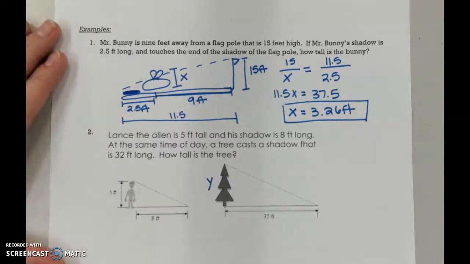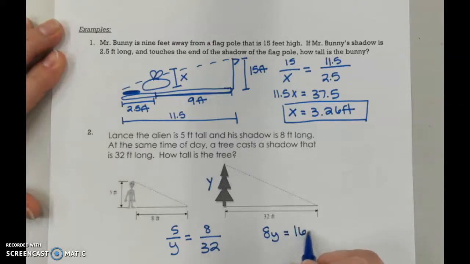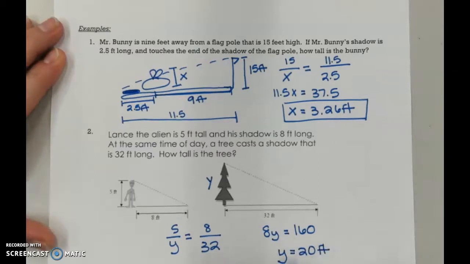So if these are similar triangles, the ratio of the height of the alien to the height of the tree would be equal to the length of the alien shadow to the length of the tree's shadow. So I'm going to use my cross multiplication again, and I'll get that 8y is equal to 160. Divide both sides by 8, and I get that the height of my tree is 20 feet.